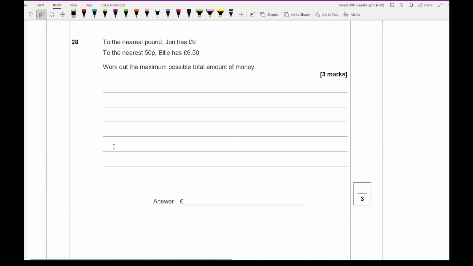Then for question 28, which is our last question, it says to the nearest pound, John has £9. To the nearest 50 pence, Ellie has £6.50. Work out the maximum possible total amount of money. So looking at John, well, again, to the nearest pound, if I halve that by 2, I get 50 pence. So that's going to be £8.50 to, and if I just write M, and that could be equal to that, and that's going to be £9.50. Now, in terms of the greatest amount, because it can't equal £9.50, it's going to be £9.49. So that's the maximum number.